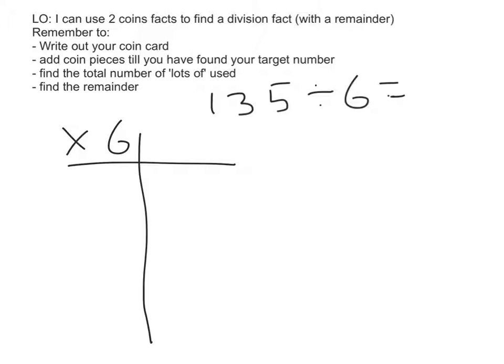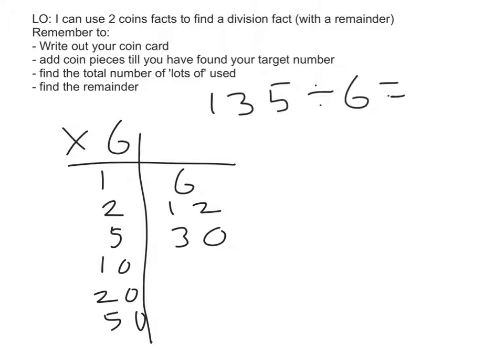Okay, remember the coin facts we always use is 1, 2, 5, 10, 20 and 50, and that would be 1 times 6 is 6, 2 times 6 is 12, 5 times 6 is 30, 10 times 6 is 60, and then I'm using the 2 times 6 to help me work out 2 times 20. Also smile method would be good, so 2 times 6 is 12, times it by 10, 120, 6 times 5 is 30. Don't forget to times that by 10 and add another 0. Okay, so I've got my coin facts now.